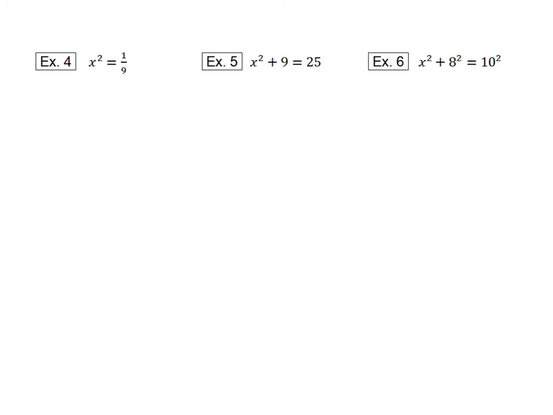Alright, so here are a few more examples, just working on the same concept. Example 4, we have x squared equals 1/9, so square root both sides. Square root of x squared is x. And now we get to talk about how to take the square root of a fraction. If you have the square root of a fraction, you can break that apart. Take the square root of the top number and the square root of the bottom number. The square root of 1 on top is 1. The square root of the 9 on the bottom is 3. And then remember, you always get those two answers, so that plus or minus does go in front of that 1/3.